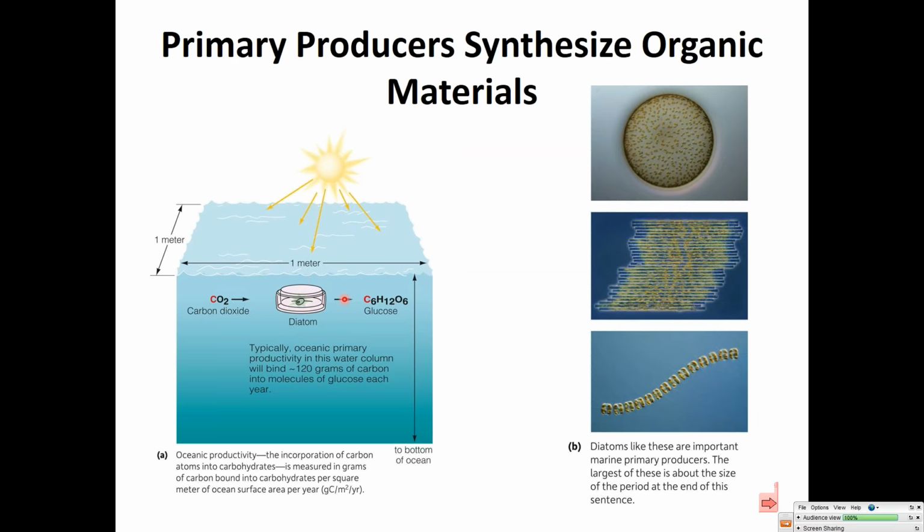Now this molecule is inside its body. It made its body. That's what its body is made out of. Okay? And so it's the grams of carbon bound into organic molecules per square meter per year. That's how we measure primary productivity in the ocean.